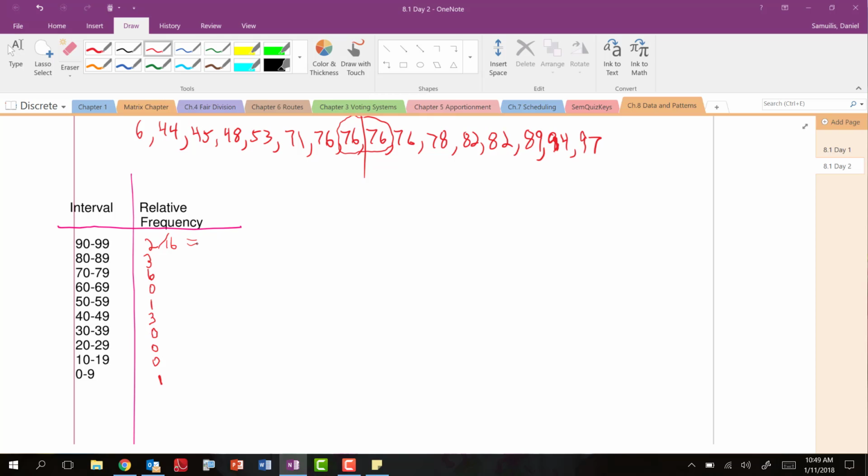So that would be 0.13. 2 divided by 16. 3 divided by 16. Now we're rolling. Point one, rounded, so it's like 0.19. There we go. 6 divided by 16.